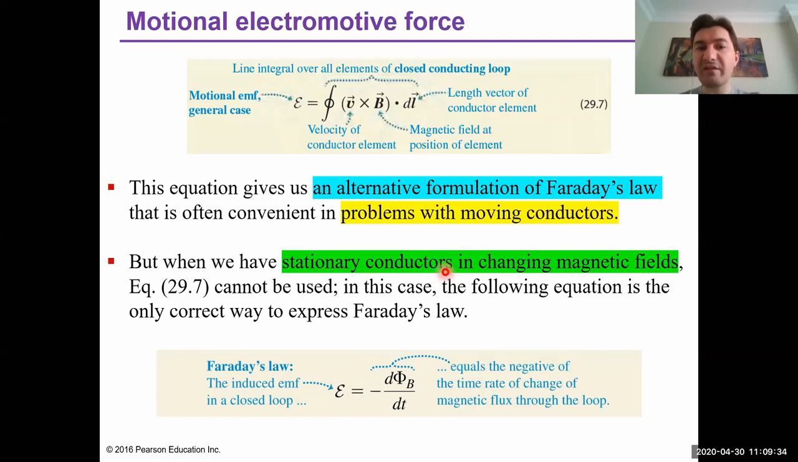So if you have a stationary conductor in a changing magnetic field, this formula is more useful. And if you have a moving conductor in a magnetic field, then this formula is more useful to deal with problems related to the motional EMF.